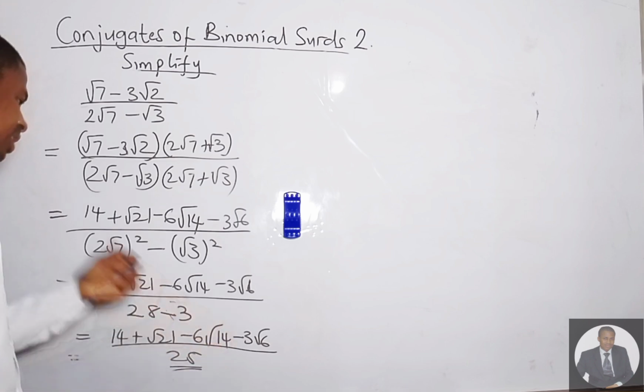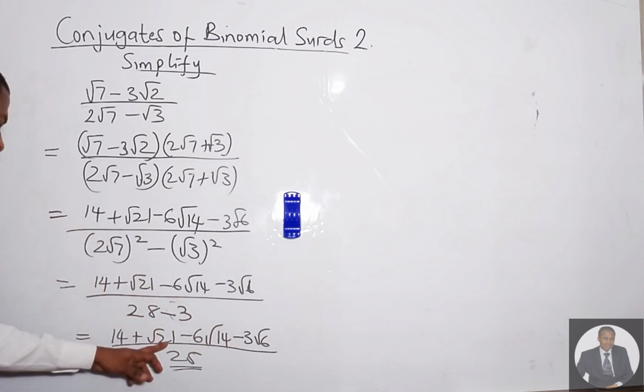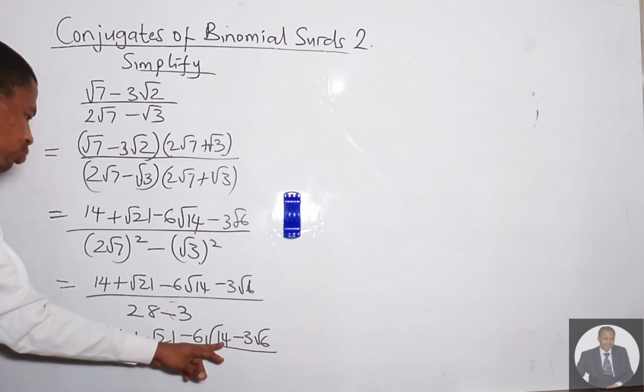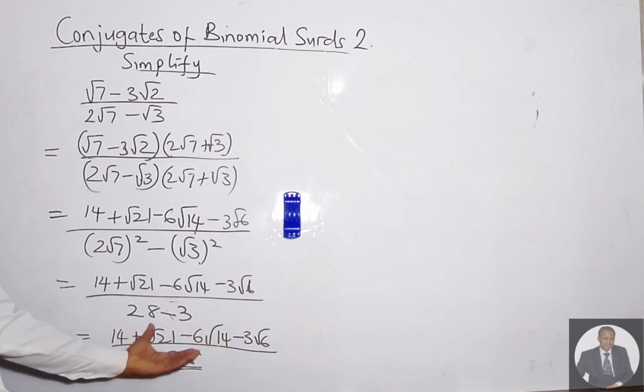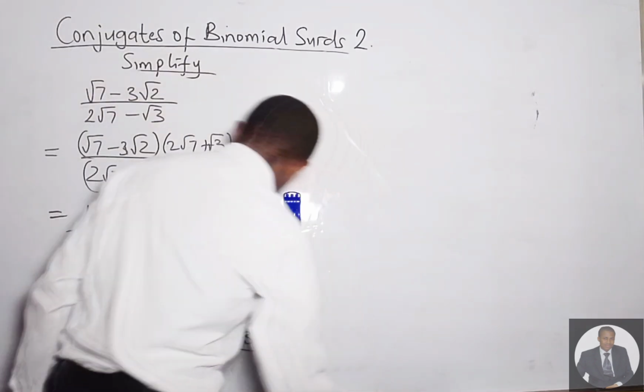There's no commonality here at all. Root 21 is root 3 times 7. Root 14 is root 2 times 7. So there's no way we can bring any like terms together.